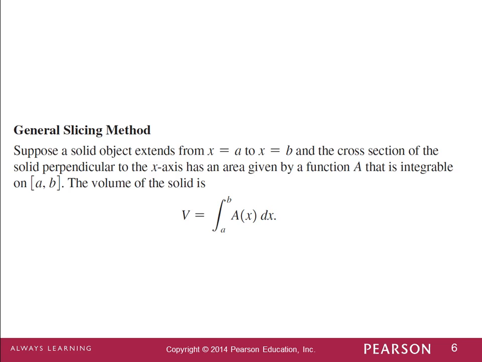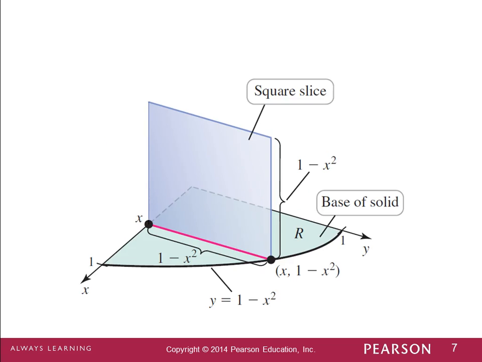So this gives us the general slicing method, and the formula for that is to integrate from A to B our cross-sectional area function. So the task here is finding that cross-sectional area function and then just integrating it. So let's look at an example.